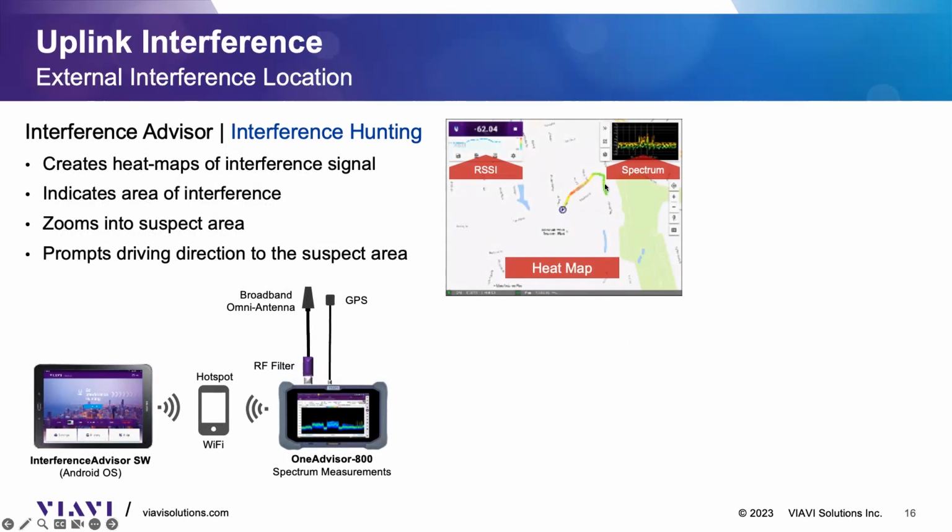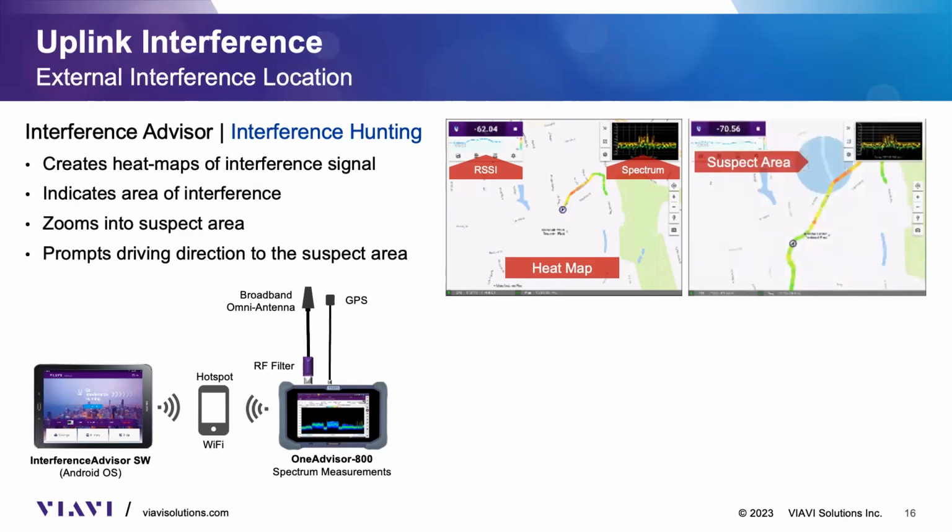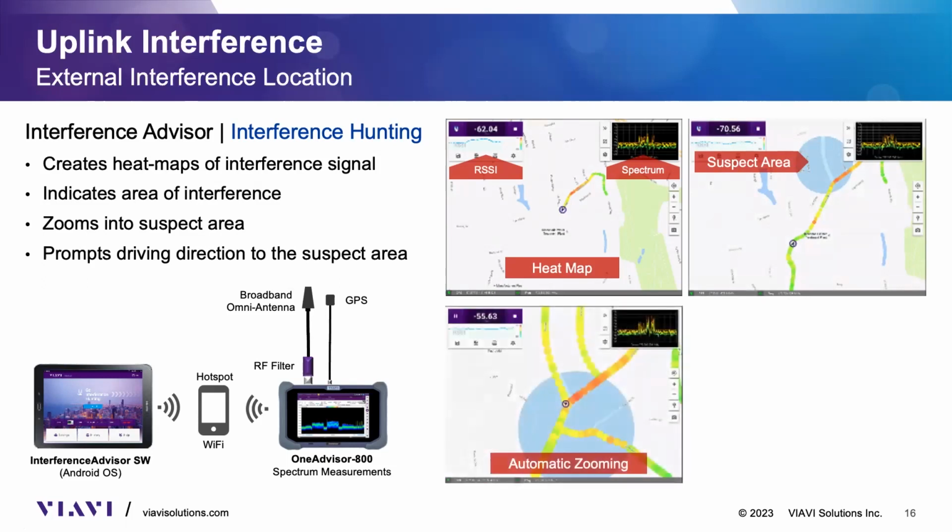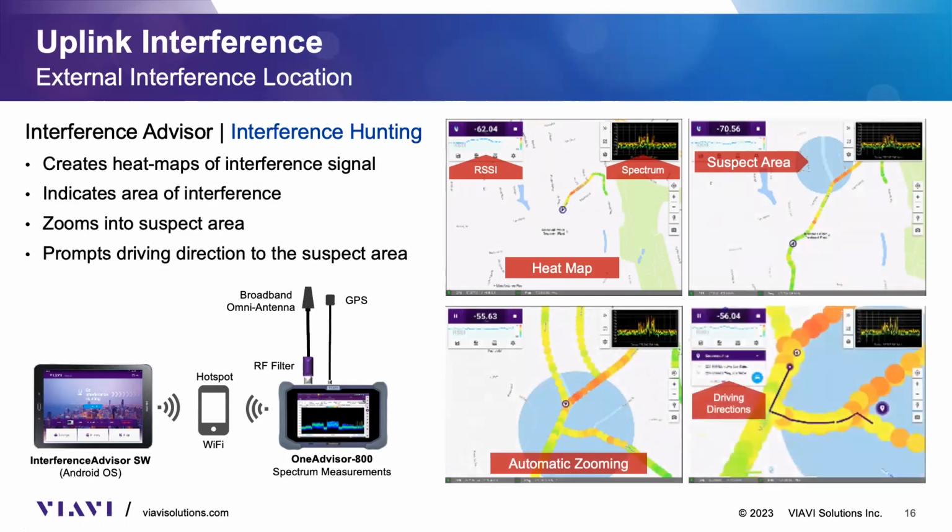Based on the power level of that interferer is the color that we're painting this heat map. So if it's red, that means that the interferer is coming in stronger at that specific location. And then as we drive, we get a circle indicating that, yep, the system automatically found the interference in that area. And at the end it's going to give us driving directions to go back to the area where we got more instances with a high power level of the interferer.